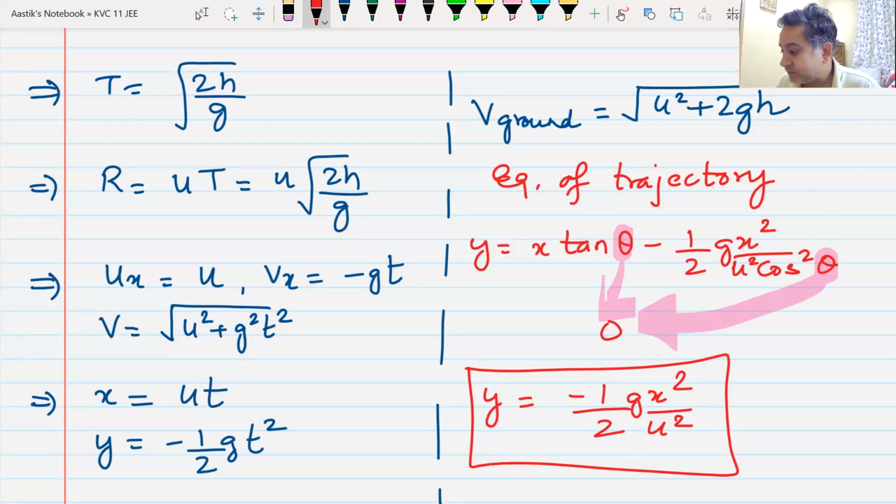These are all the formulae written together. I'll give you 2 minutes to note this down and we'll solve the question and we are done.